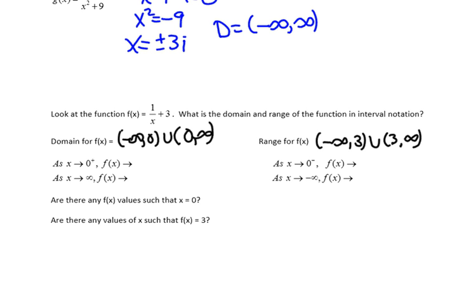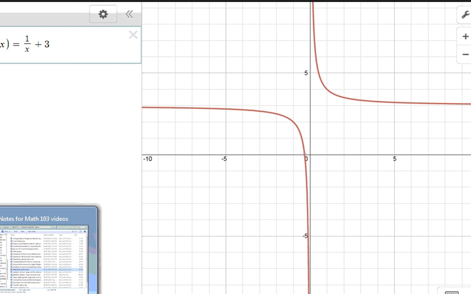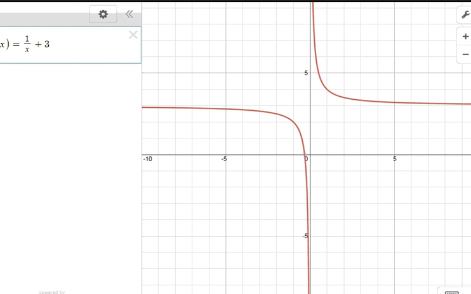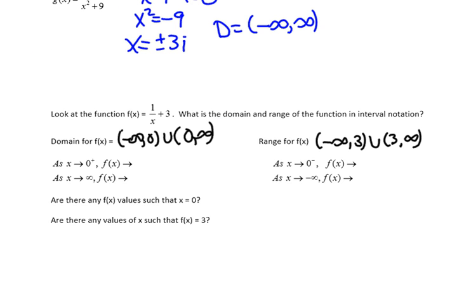Okay, now let's take a look then. As x approaches 0, that plus means approaching 0 from the right-hand side. So let's take a look back at Desmos. If I'm approaching 0 from the right-hand side, see where the arrow's going? That's going up to what? Positive infinity. So let's write that in.